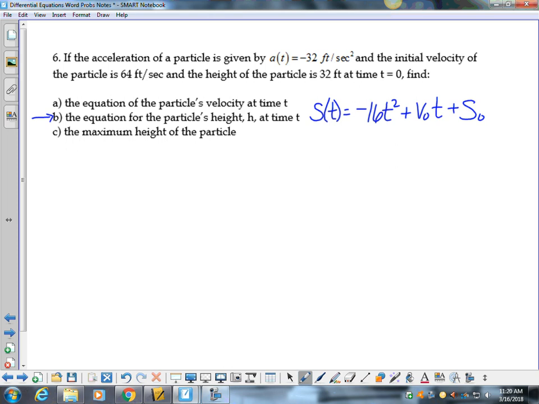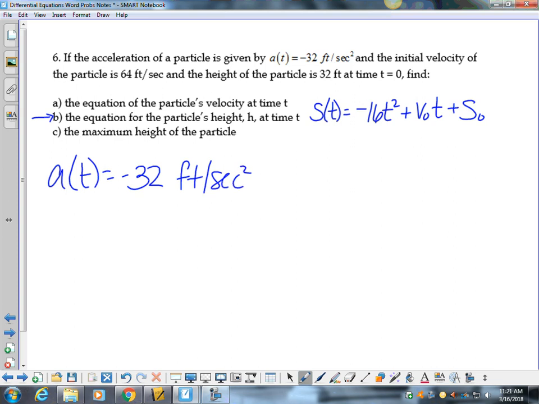Didn't I give you all that information? Okay. I want you to now pretend that you don't know that. You don't know that formula. We're going to build that formula off of the information that we were given. Okay? So, tell me what you know. You know that acceleration is negative 32 feet per second squared.